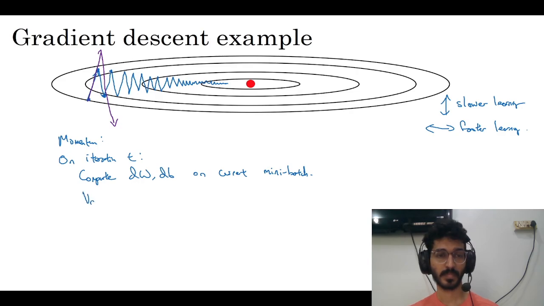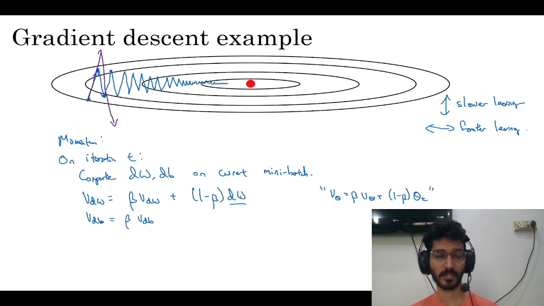And then what you do is you compute v_dw to be beta v_dw plus 1 minus beta dw. So this is similar to when we were previously computing v_theta equals beta v_theta plus 1 minus beta theta_t. Right? So it's computing a moving average of the derivatives for w. And then you similarly compute v_db equals beta v_db plus 1 minus beta times db. And then you would update your weights using w gets updated as w minus the learning rate times, instead of updating it with dw, the derivative, you would update it with v_dw. And similarly, b gets updated as b minus alpha times v_db.